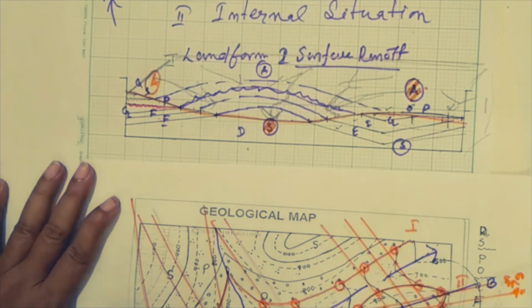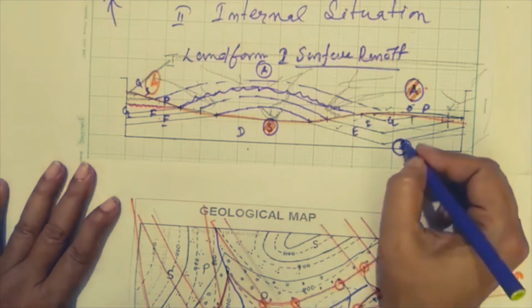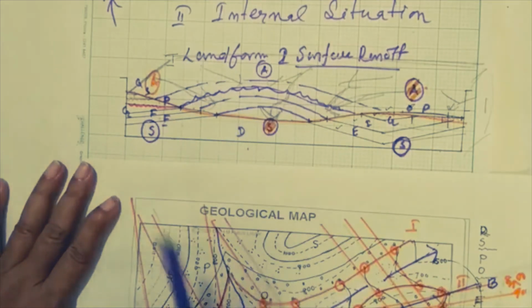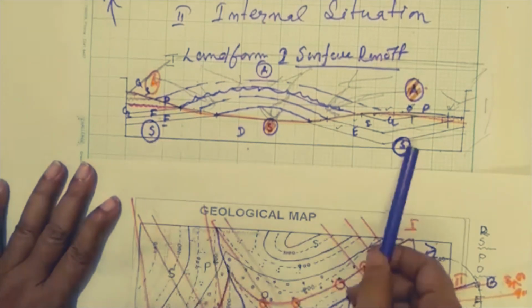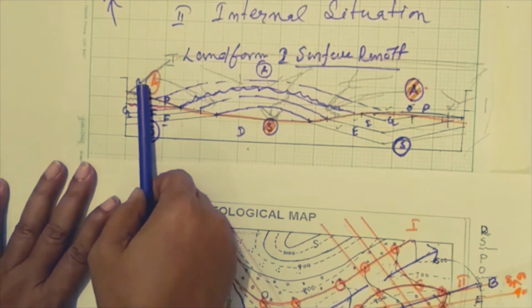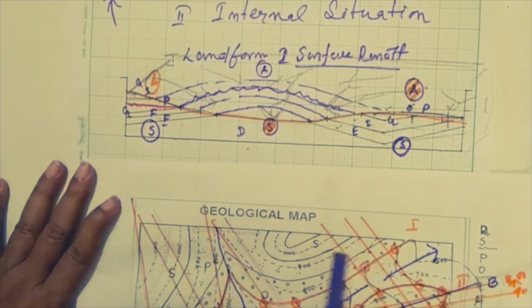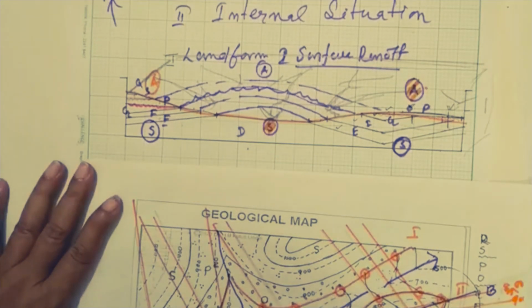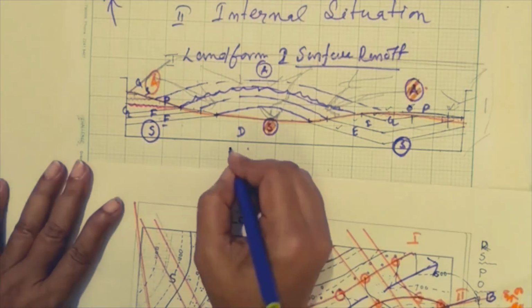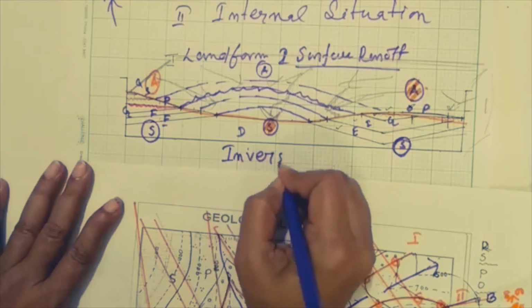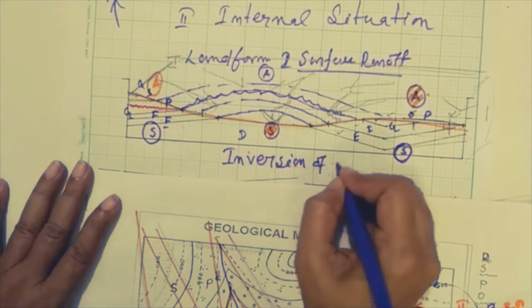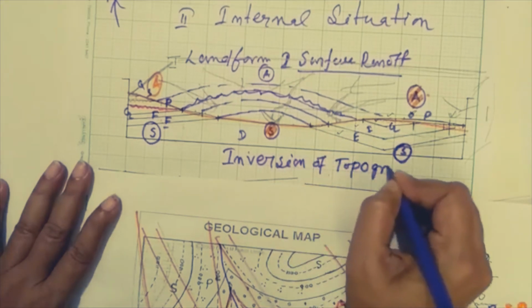But if you identify the relationship with the internal structure, here the internal structure is the synclinal. So the internal structure is the synclinal, the outer surface is the anticlinal. So there is an obvious relationship between the internal structure and the outer surface. This topography shows the landscape evolutionary history, that is the inversion of topography. In the first semester, I think there is a theoretical part, that is inversion of topography. This is the example of inversion of topography.